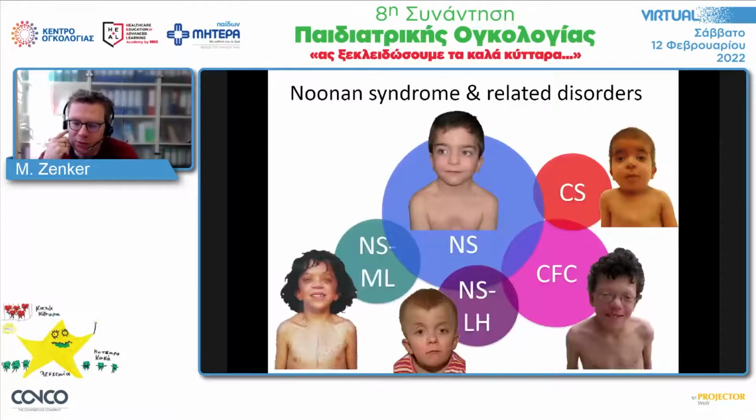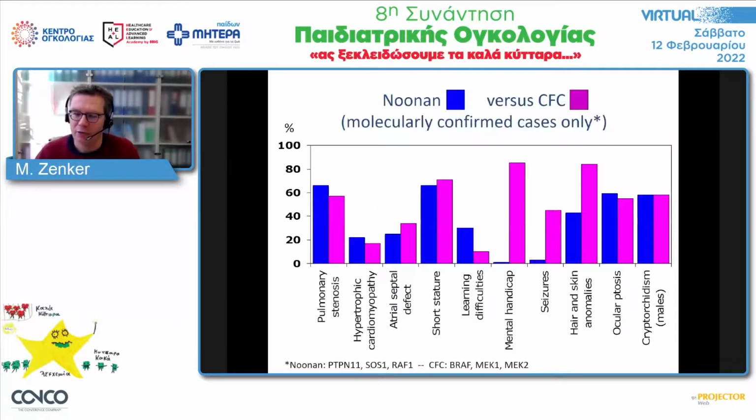And I will give you some examples. So I showed already this slide to show you the overlapping but distinct conditions. And this is quite well reflected by the genotypes that we know now. And if you just compare, for example, the CFC syndrome patients with BRAF, MEK1, MEK2 mutations versus Noonan syndrome with the most common Noonan syndrome associated mutations, you see that there is also quite some overlap for many things.